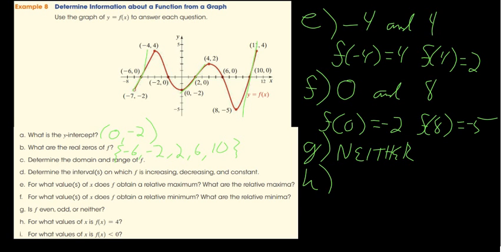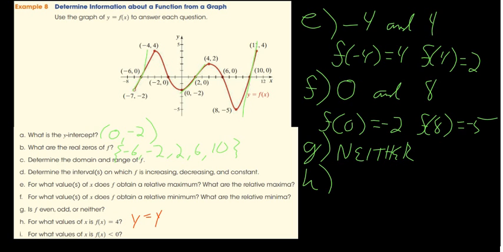H, for what values of x is f of x equal to 4? Okay, so this is interesting. So where is my function f of x equal to 4? Right here, where is f of x equal to 4? So I've told you before, f of x and y are essentially interchangeable, right? They mean the same thing, and depending on the context, you use one or the other. We could think of this as, where is y equal to 4?